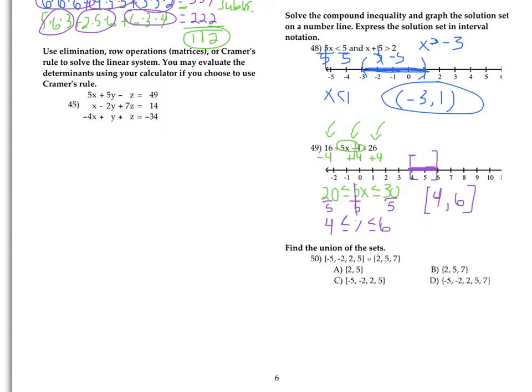Number 50, union means combine. Combine all the elements. It's like when you get married and you put all your stuff together. So that's D, because that has all the numbers from both sets.